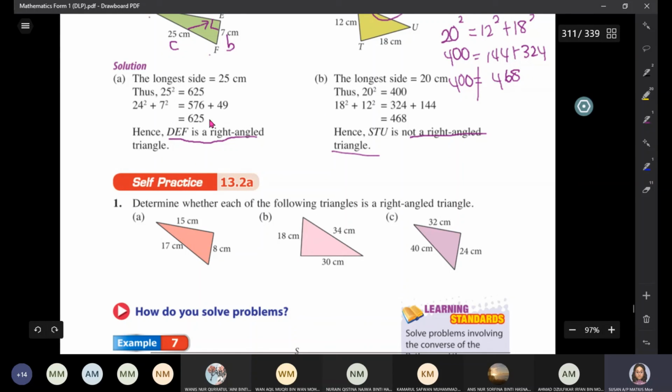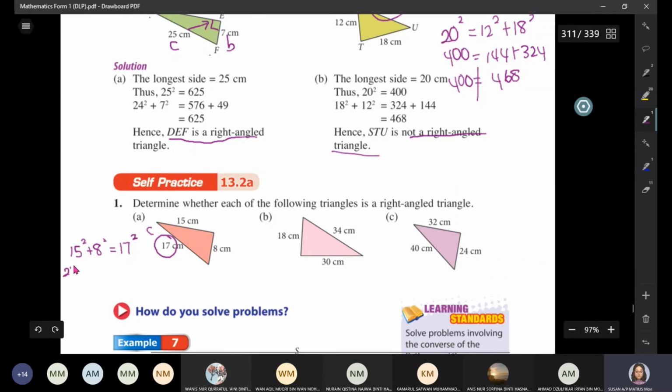So let's check. You have 17, 15 and 8. Of course the longer side is 17. So we will make an assumption first, because we have not proven it yet. We will assume that 17 is C, or the hypotenuse. So let's check on it. That means 15 square plus 8 square, you have to see whether you get 17 square.